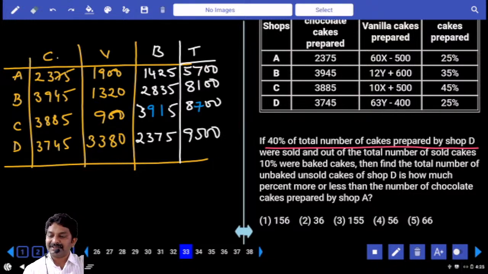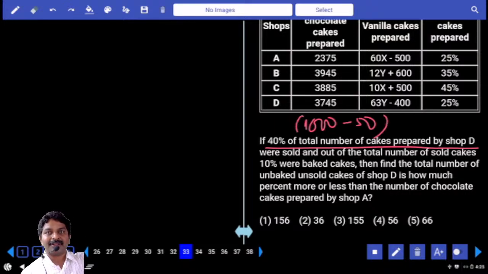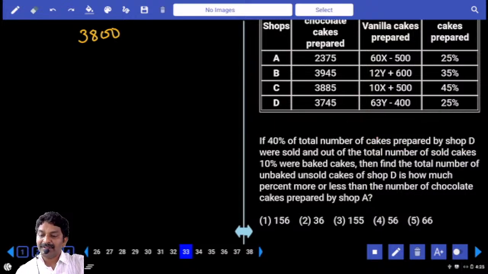9,500. Out of this 40%, 10% double. What is 10%? 950. Treat it as 1000 minus 50. 40% in the sense 4 times of this number. 4000 minus 200, which is equal to 3800. What happened to these 3800? These many were sold.